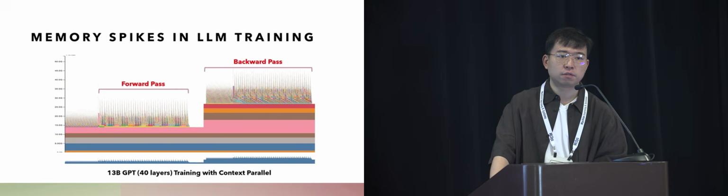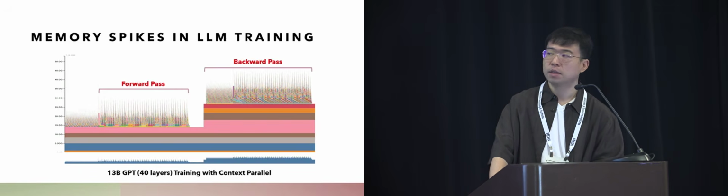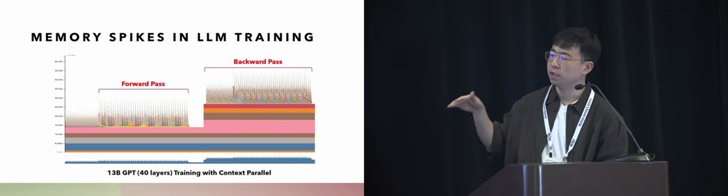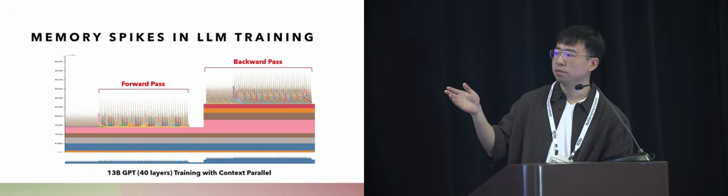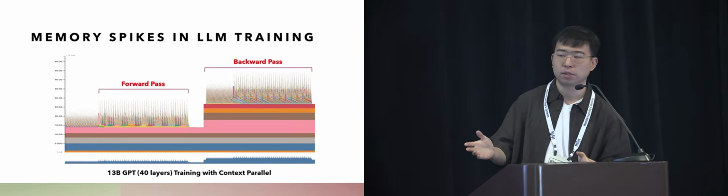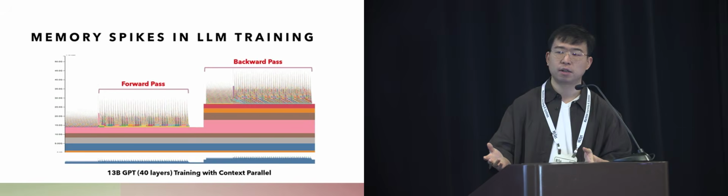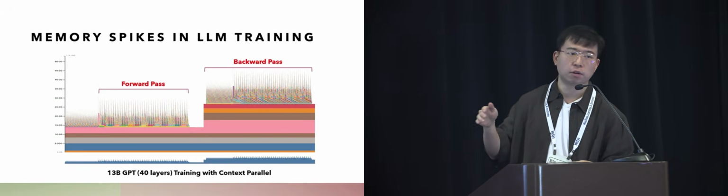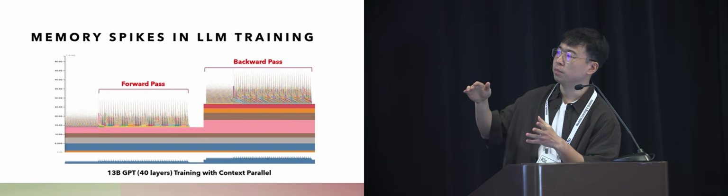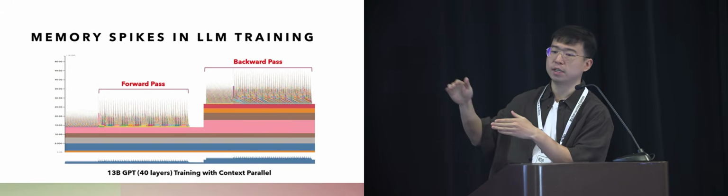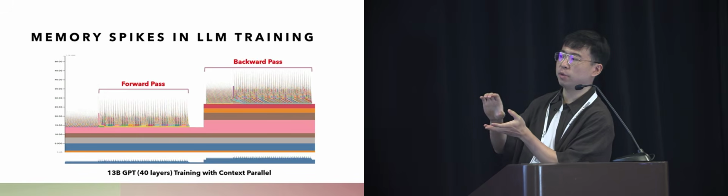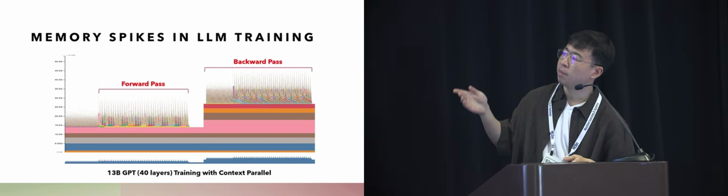These are the results from the PyTorch memory profiler. What I'm showing here is the actual training memory footprint of a 40-layer, basically 30B, GPT model. This is already with context parallel. The left part is the forward pass, because this is the first iteration and we're using Adam, so the forward has less memory consumption. The right side is the backward pass.